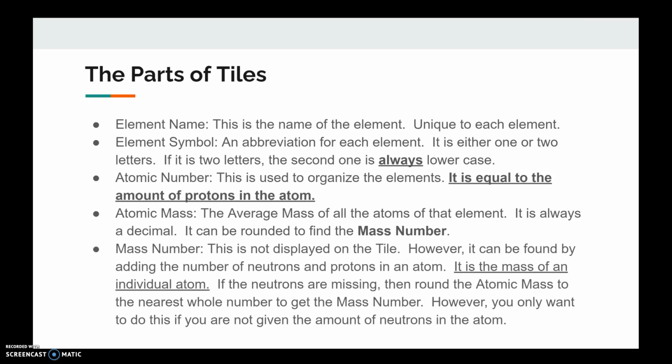The mass number is not displayed on the periodic table. However, it can be found by adding the number of neutrons and protons in the atom. It is the mass of an individual atom. If neutrons are missing, then we round the atomic mass to the nearest whole number to get the mass number. However, you only want to do this if you are not given the amount of neutrons in the atom.